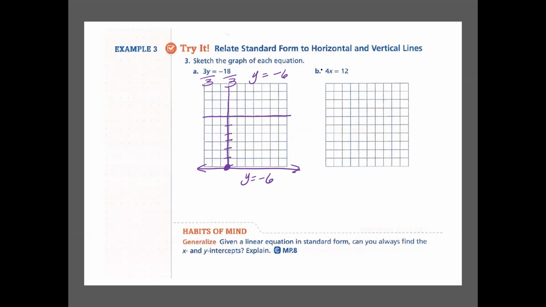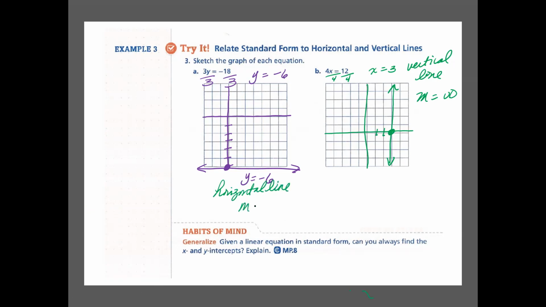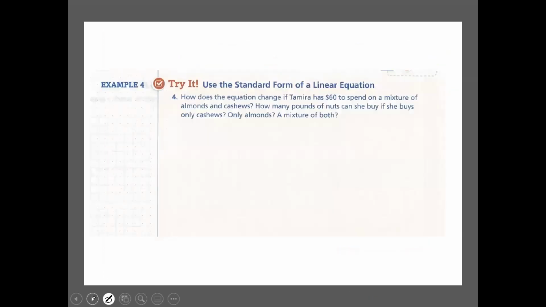Similarly, let's take a look over here. If I divide both sides by 4, x equals 3. So if this is my grid right here, all I do is go 1, 2, 3, and draw myself a vertical line. With a vertical line, the slope is undefined. This right here is a horizontal line, y equals negative 6, and your slope is going to be 0. Just a quick little review for your slopes.